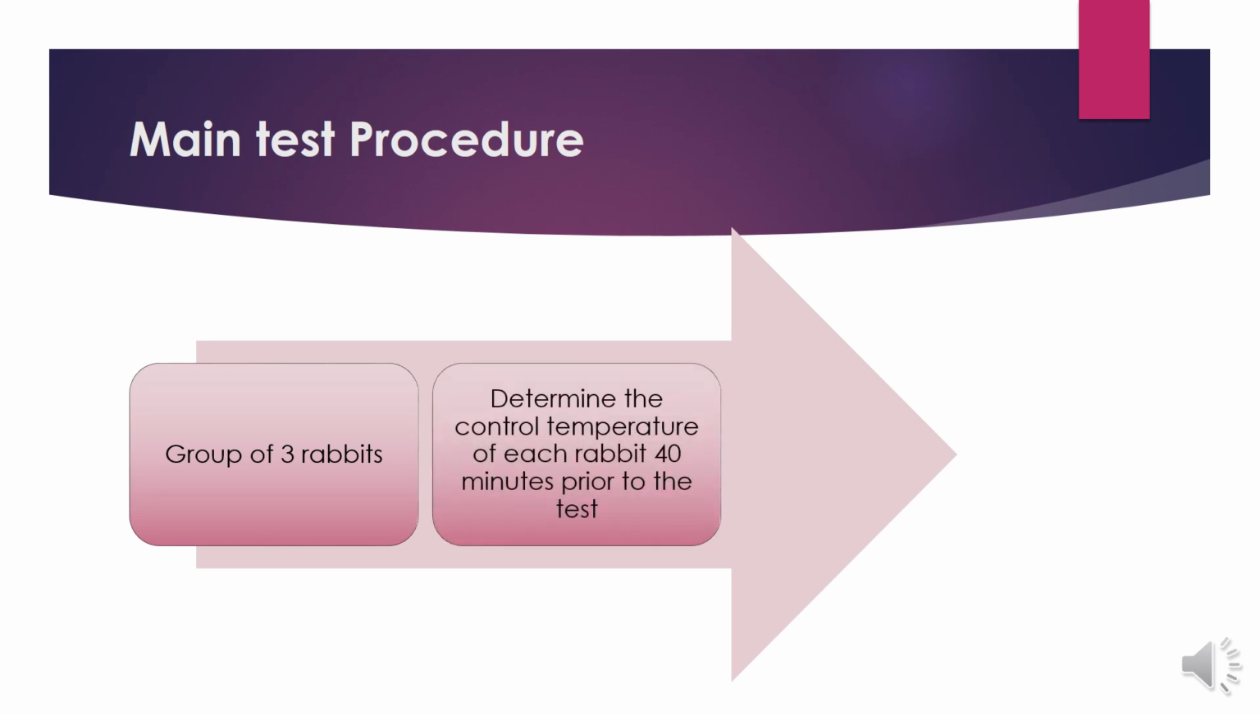Second is to determine the control temperature of each rabbit 40 minutes prior to the test. It means for those three selected rabbits, we have to determine their control temperature, meaning their original temperature, at least 40 minutes prior to the test, which serves as a comparative parameter for the result after sample injection.